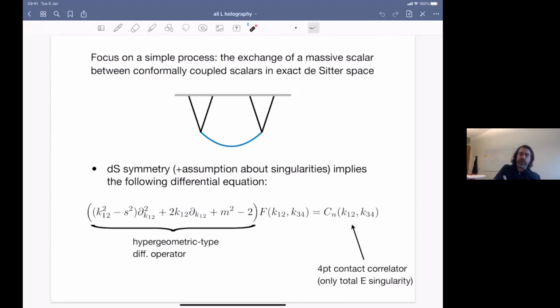Very roughly speaking, this is a differential operator of hypergeometric type. And when it hits this F, it generates an object that has only a total energy singularity. In general, this F will have both a total energy singularity and partial energy singularities. But there's some operator that when it acts on this F, generates an object that only has a total energy singularity.